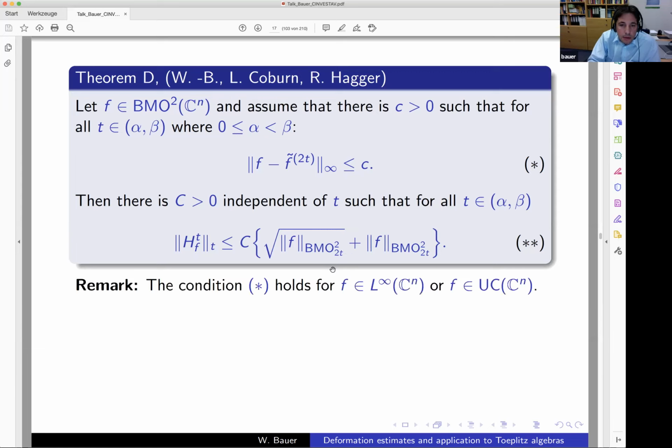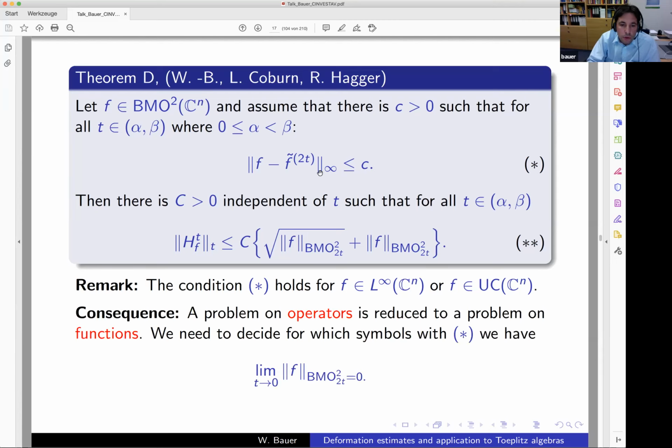And that now lets you prove when the norm of the Hankel operator goes to 0. It seems a bit easier now because the norm inequality of an operator means you want to prove that the right-hand side goes to 0. That's just an inequality on functions, and functions should be easier than operators. So when is this condition star true? It's certainly true if f is an essentially bounded function, or if f is uniformly continuous, might be unbounded, then star also is true. So for these two cases, which are interesting, we always have this condition.